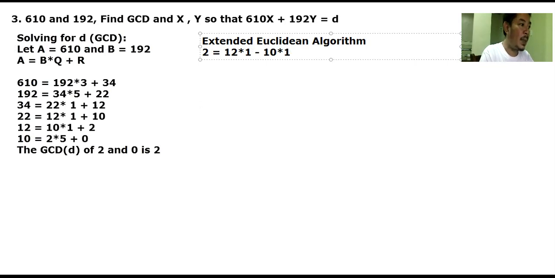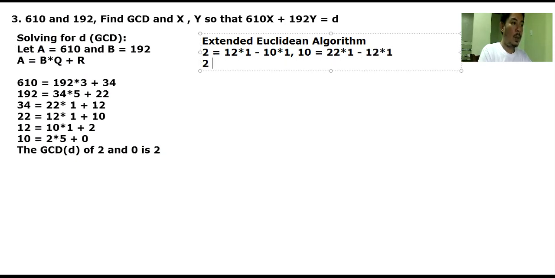The next, hanapin natin si 10. So, si 10 naman is 22 is equals to 12 times 1 plus 10. So, substitute natin dyan. And 10 is equals to 22 asterisk 1 minus 12 asterisk 1. So, substitute lang natin.